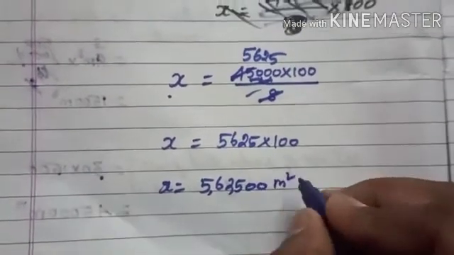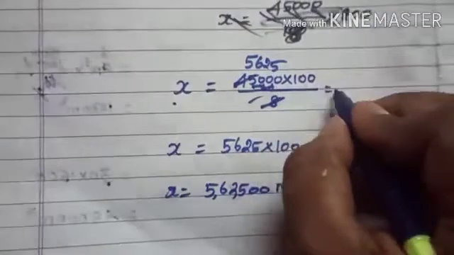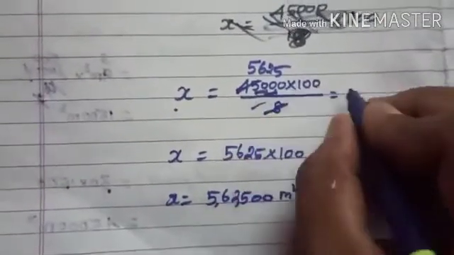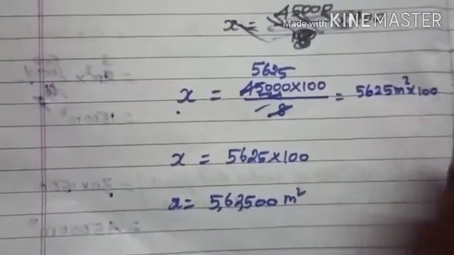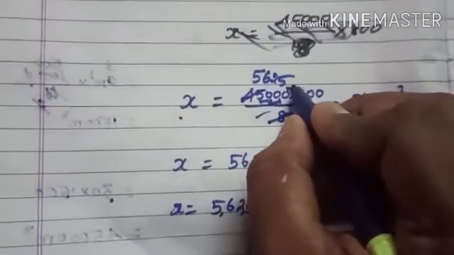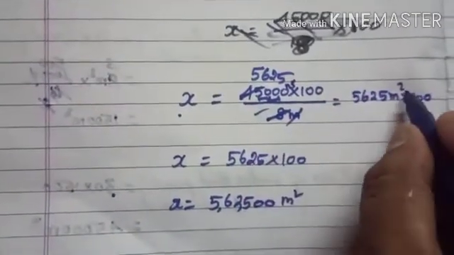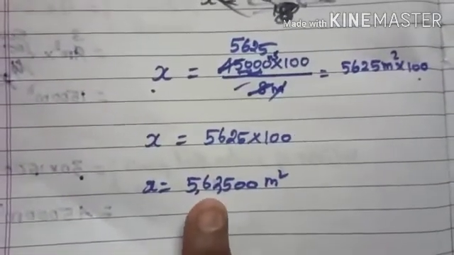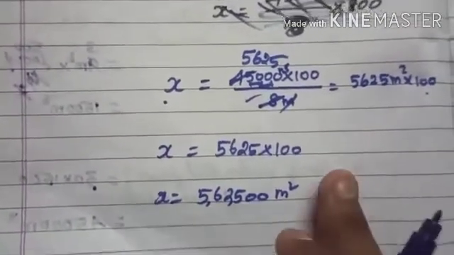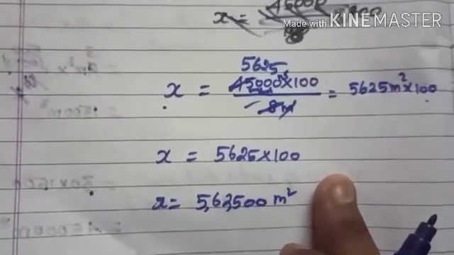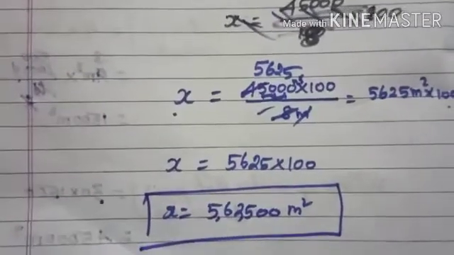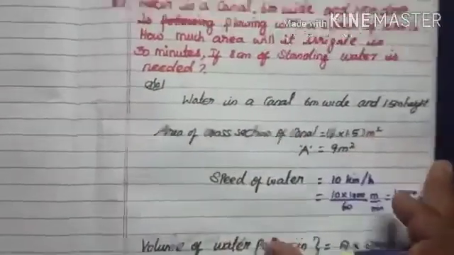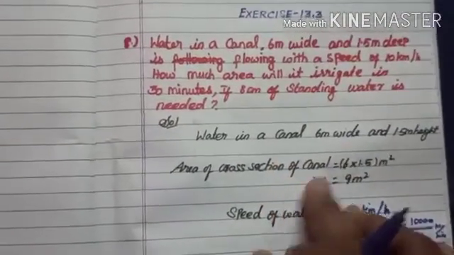5,62,500 meter square. Here meter cube is there. So now you cancel: 5,625 meter square into 100 only. Because here meter and here meter cube, the cube and meter get cancelled, so meter square into 100 you get 5,62,500 meter square. So the total area irrigated by using the water that flows in 30 minutes is 5,62,500.